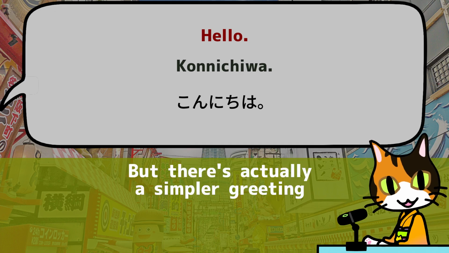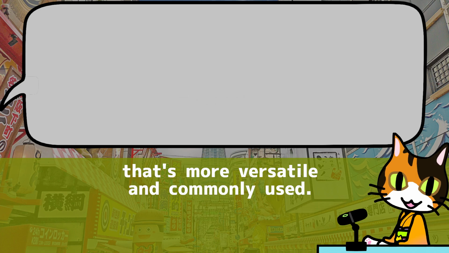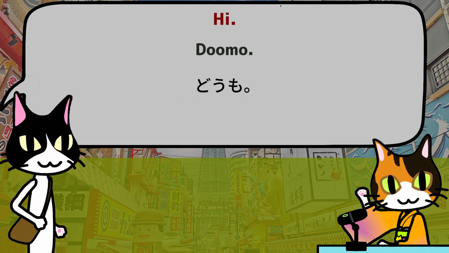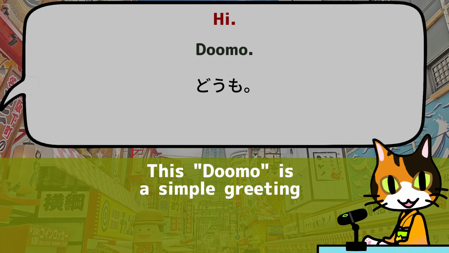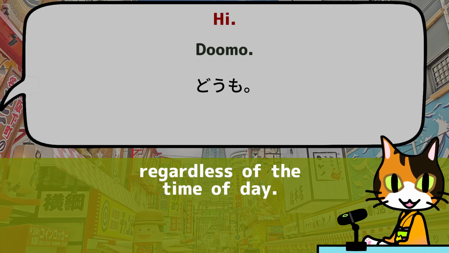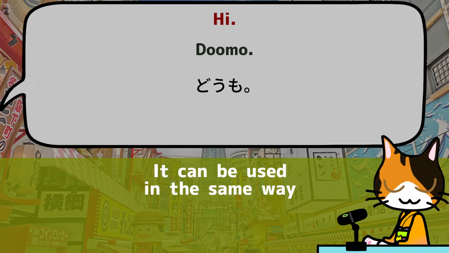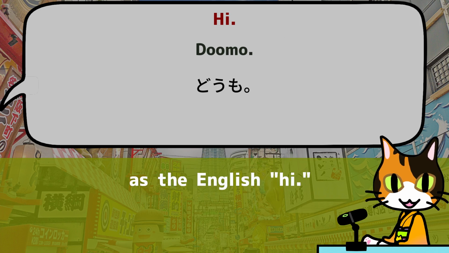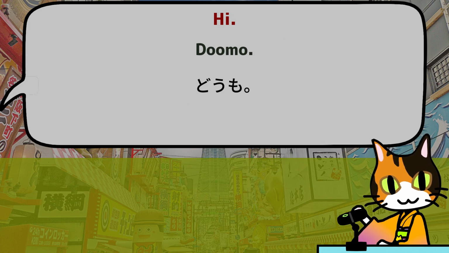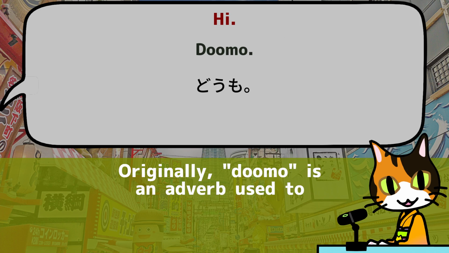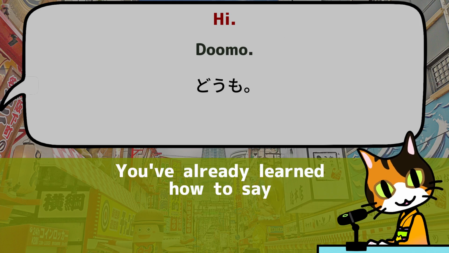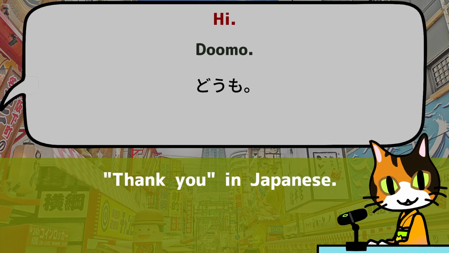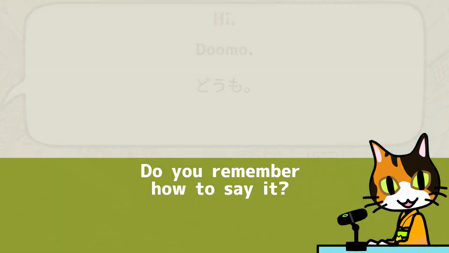But there's actually a simpler greeting that's more versatile and commonly used. どうも。 This, domo, is a simple greeting that can be used regardless of the time of day. It can be used in the same way as the English, hi. Originally, domo is an adverb used to emphasize an apology or gratitude. You've already learned how to say, thank you, in Japanese. Do you remember how to say it?